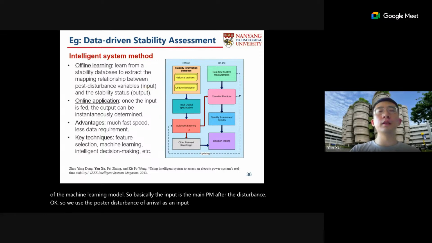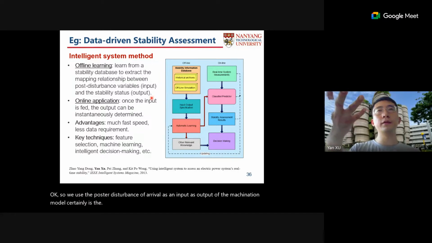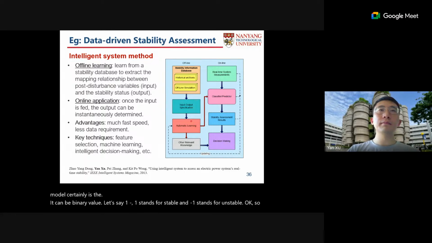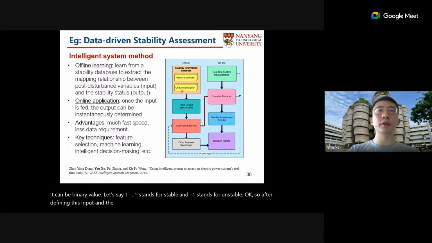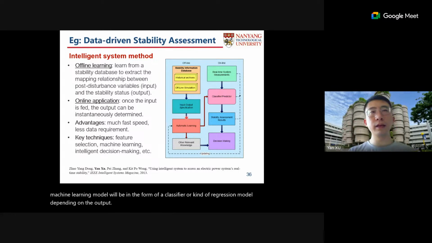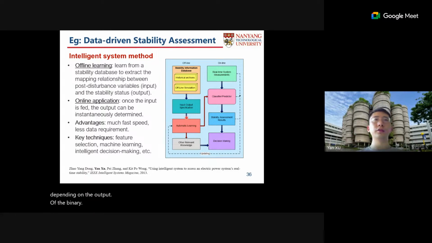And the output of the machine learning model certainly is the stability status. It can be a binary value, let's say 1 or -1. 1 stands for stable, and -1 stands for unstable. After defining this input and output, we can train a machine learning model using this stability database. This model will be in the form of a classifier or a regression model, depending on the output being a binary class label or a continuous value.